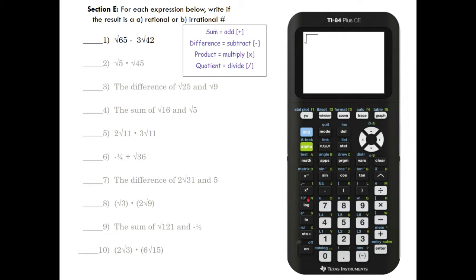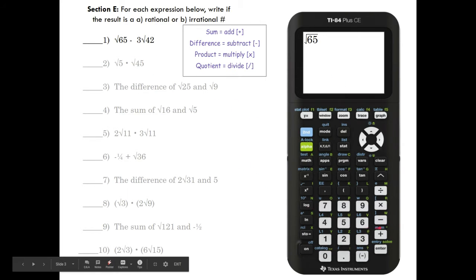If you press second and you press the button over here, what's on top will become the square root. You then put 65 in here, 6 and then 5. You then have to click to the right. You have to get out of the square root. So you click to the right. This will bring the cursor in the calculator out of the square root. And now you're over here.